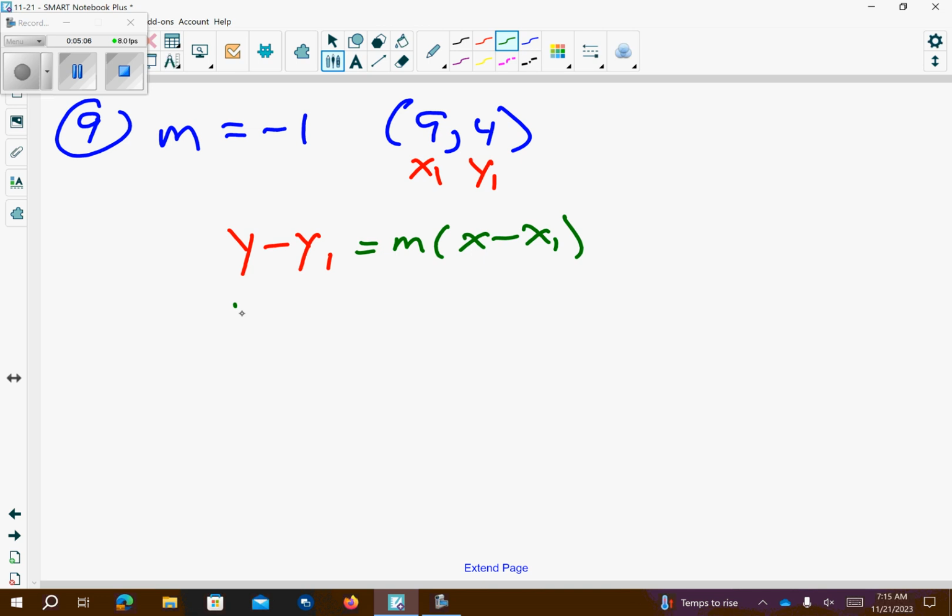We're going to plug my y1 in. So there's a minus sign. It was a positive 4. It's now a negative 4. My slope is negative 1. And then x minus, I'm going to plug my 9 in. So the 9 plugs in and becomes a negative 9.